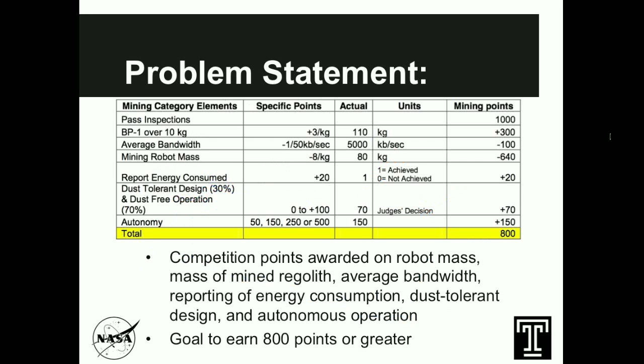So the way this competition is scored is it's scored based on a point awarding system. Points are awarded for a variety of different criteria, including robot mass, average bandwidth, reporting energy consumed, and dust tolerant operation. Where the electrical team is really concentrating their efforts this year is on achieving full autonomy. Our goal as a team is to earn 800 points or greater in this competition.